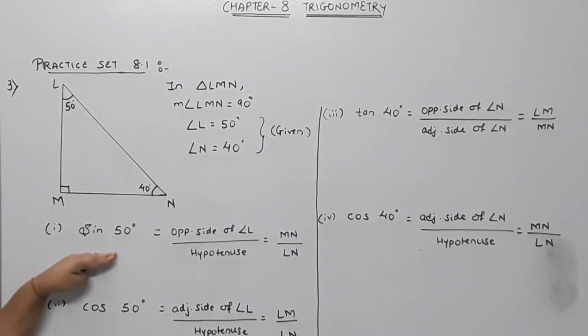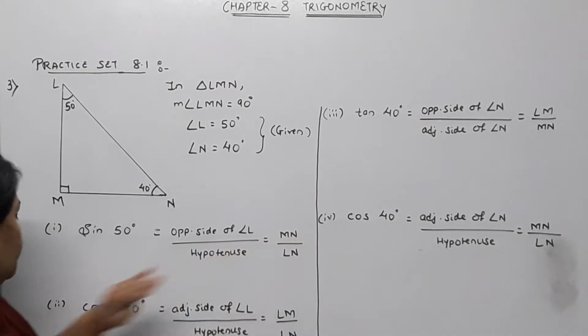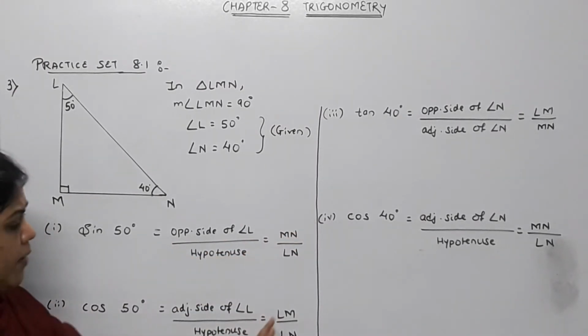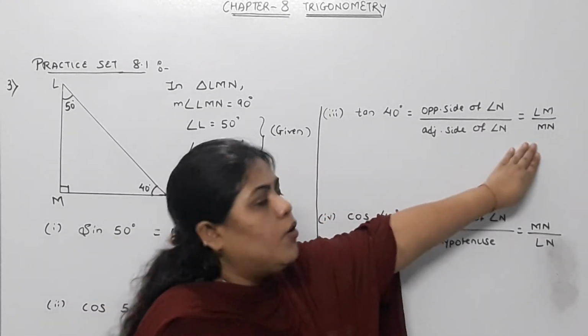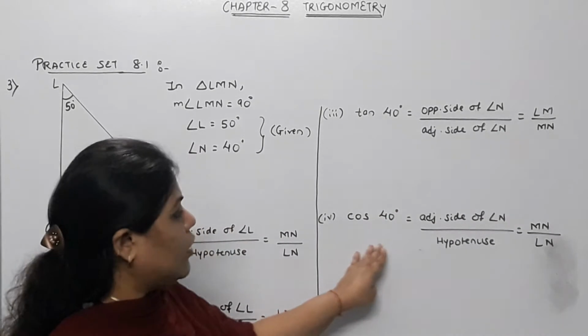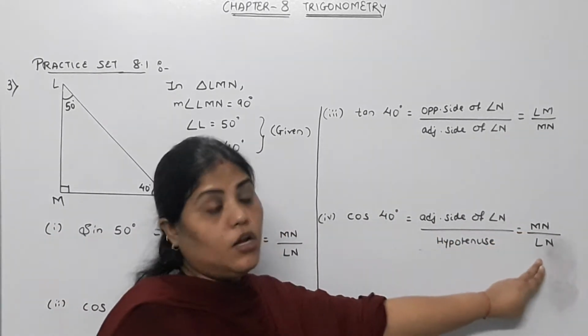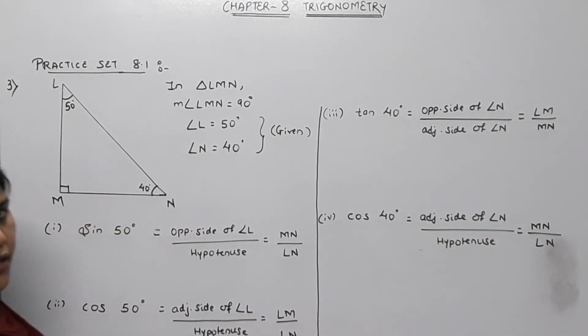Sin 50 equals MN upon LN. Cos 50 is LM upon LN. Tan 40 is LM upon MN. Cos 40 is MN upon LN. Note it down, then we will see the next sum.